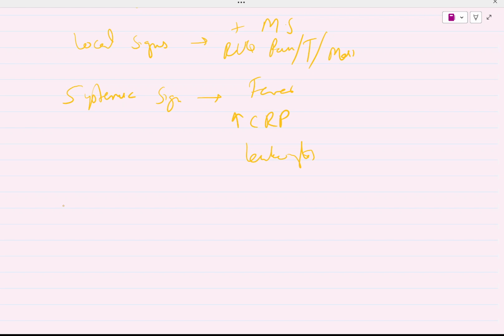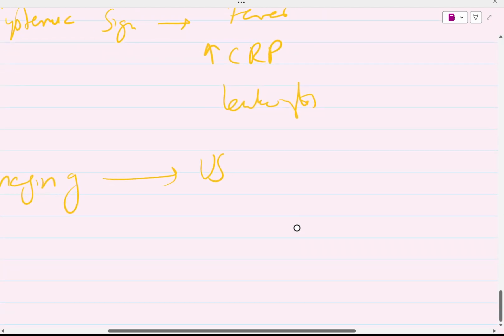Next thing is you do imaging. After ultrasound, you find emphysematous cholecystitis or, on any imaging modality, findings like distended gallbladder or thickening of gallbladder wall. These are positive findings.